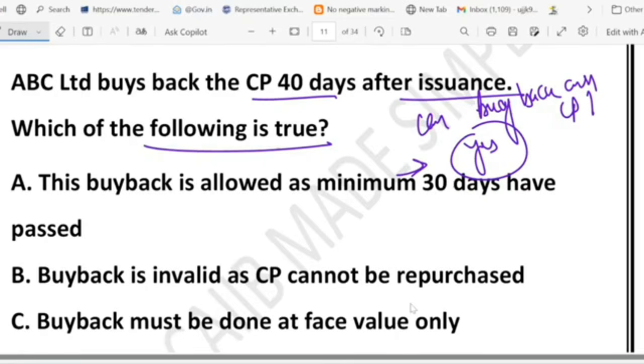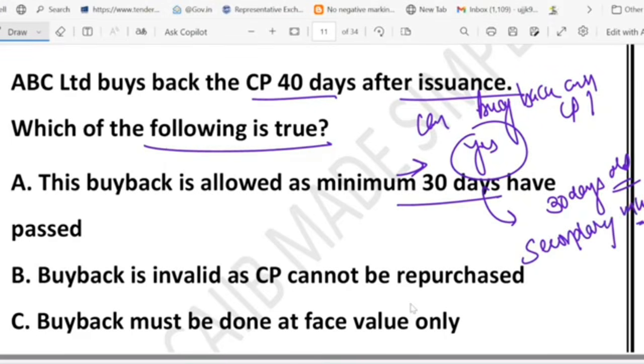The condition is that the commercial paper must be at least 30 days old, right? And the buyback should happen through the secondary market. This is another condition, that buyback should happen through the secondary market, not privately. So these two conditions must be fulfilled. First, CP must be at least 30 days old. And the second condition is that buyback must happen through the secondary market, not privately.